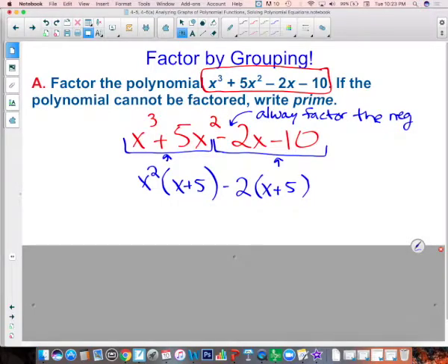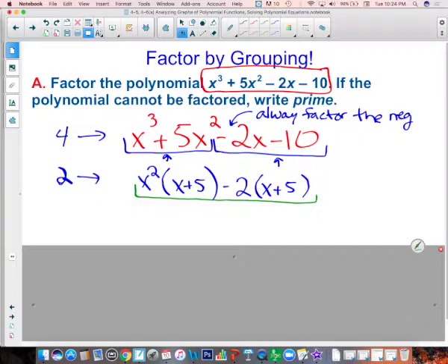Now you should see something happening here. I went from 4 terms on the top, now I have 2 terms. So I cut the amount of things I'm working with in half. Now I want to look at this entire thing here, and now we're going to do greatest common factor again.